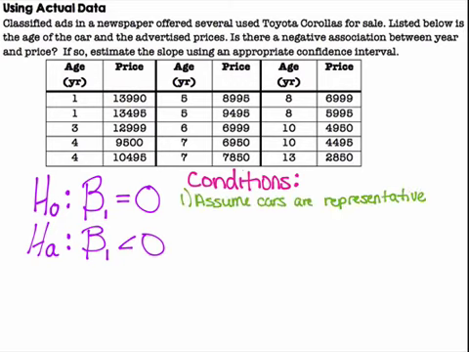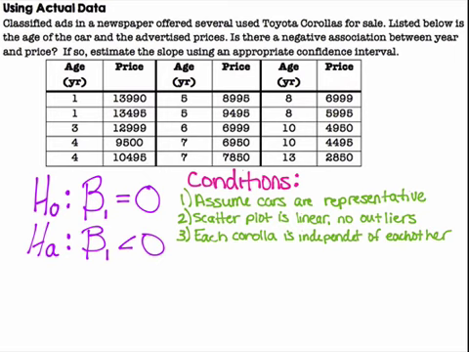My conditions, I'm assuming the cars are representative. The scatter plot is linear, so there's no outliers. So first I would have to put all this data in my list 1, list 2. Then I'd have to make a scatter plot of list 1 and list 2. Then I'd actually have to run the test so that my calculator will make a list of the residuals. Then I can make a residual plot, and I can make a normal probability plot of the residuals. So each Corolla is independent of each other. The normal probability plot is linear, so we assume normal residuals.